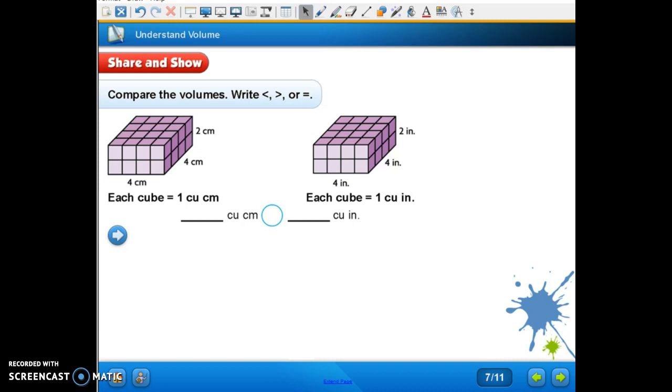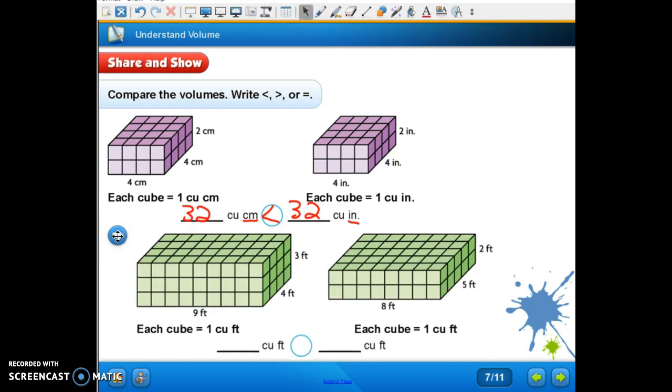Okay, now we're going to tell which is greater and which is less than. So it's pretty easy to figure out the volume. So let's figure the volume of this cube. 4 times 4 is? 16 times 2 is? 32. 32 cubic centimeters. This one is 4 times 4 times 2, which is 32. But this is inches. Which is bigger, a centimeter or an inch? So it should look like this. 32 cubic centimeters is less than 32 cubic inches.